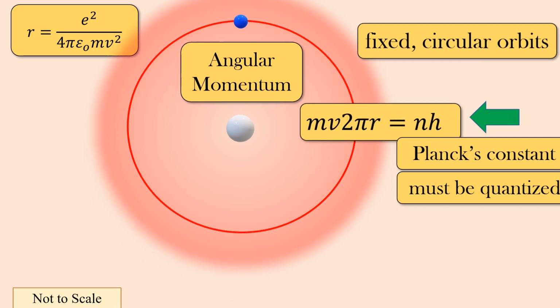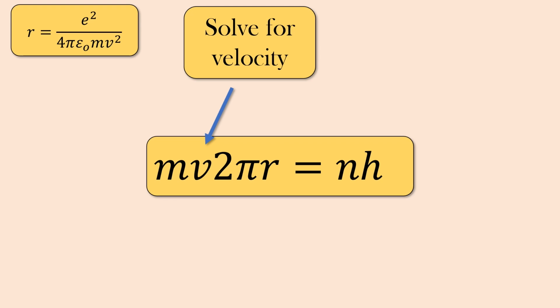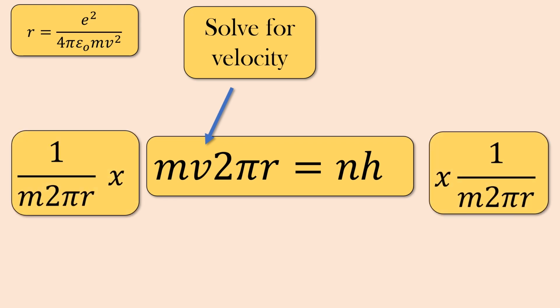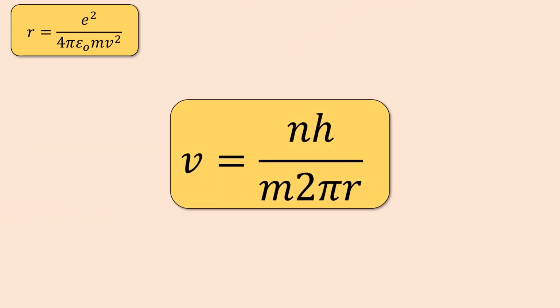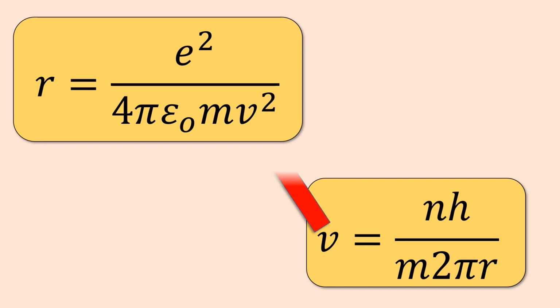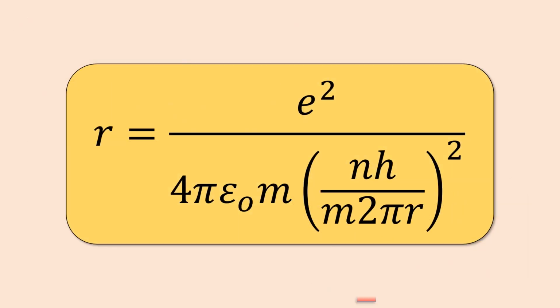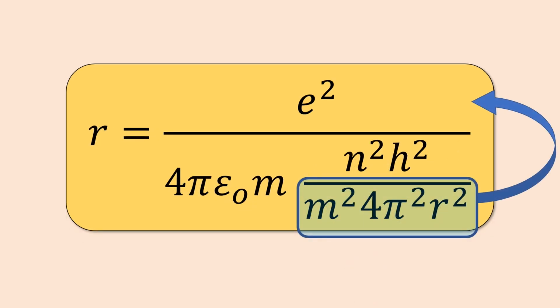Thus, we can set these equal to each other and this time solve for velocity. I'll divide both sides by mass times 2 pi r, and this gives the equation for the velocity. Now, let's return to the Coulombic and centrifugal relationship and substitute the velocity term, which is squared in the radius equation. I'll square the velocity term and rearrange to move the mass 2 pi r terms to the numerator.